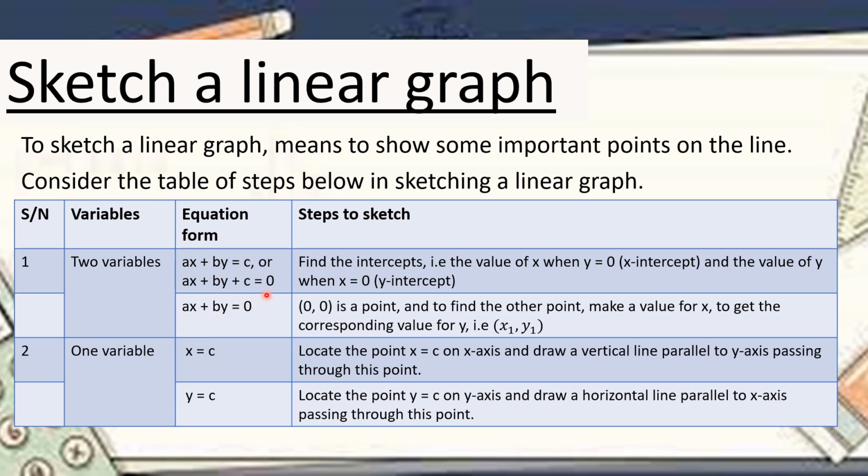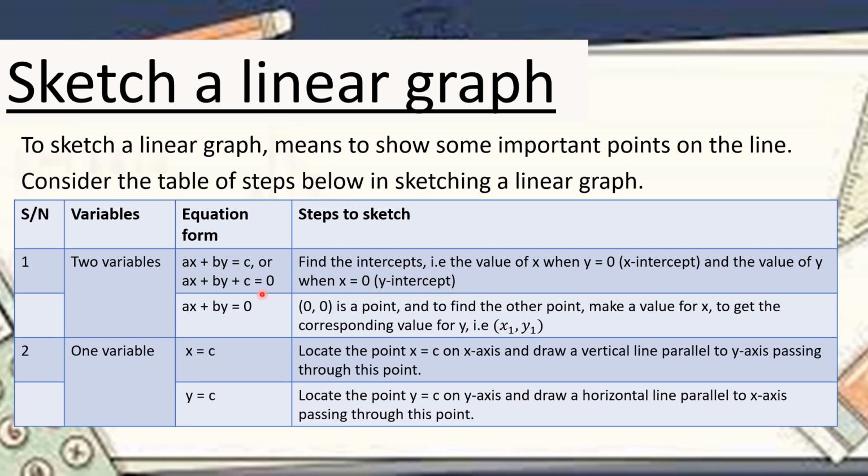Now, how do we sketch ax plus by equals c? We make use of the intercepts, that is, the x-intercept and the y-intercept. How do we get them? The value of x when y equals 0 serves as the x-intercept, and the value of y when x is 0 serves as the y-intercept.